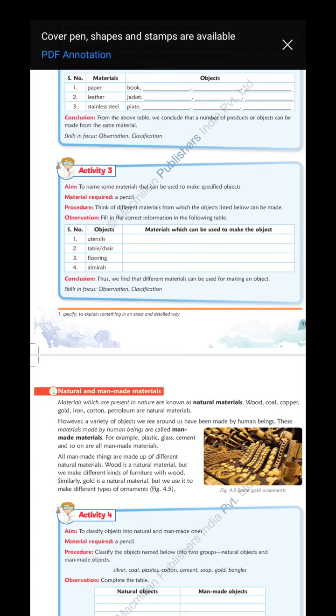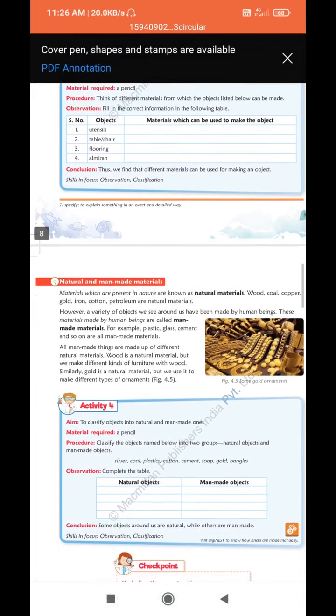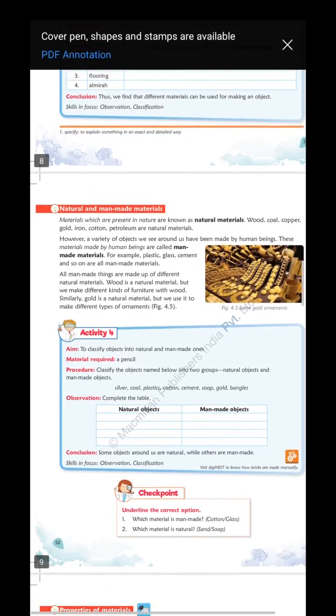And the next one is flooring. For flooring, which material are we using? Rocks, cement for flooring purpose. And the next one is almara. Iron we are using for making almara. Wood also sometimes. Wooden almaras are also there. So in that manner we are making items from those.